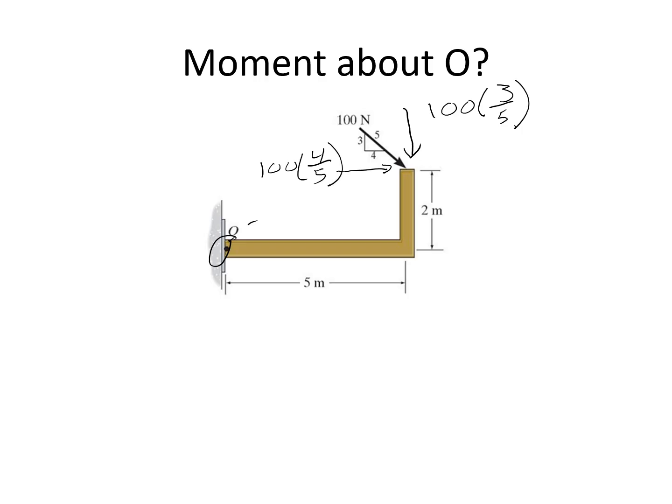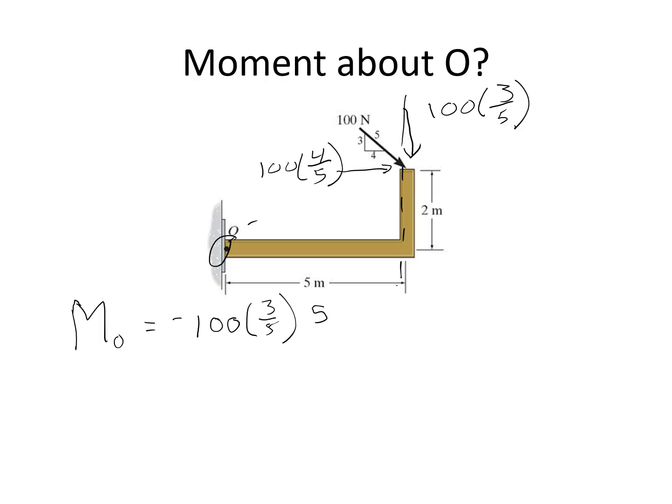And so the moment about O created by each of these, well, I'll take my y component first, is 100 times 3/5. And the line of action is here, so the distance is going to be 5. And that is going to cause a clockwise rotation. So it will be negative.